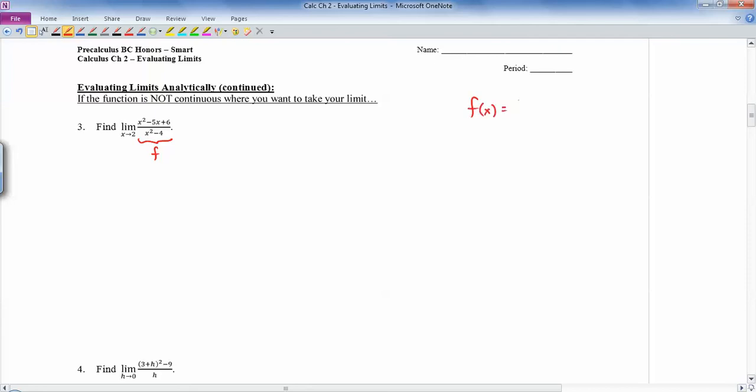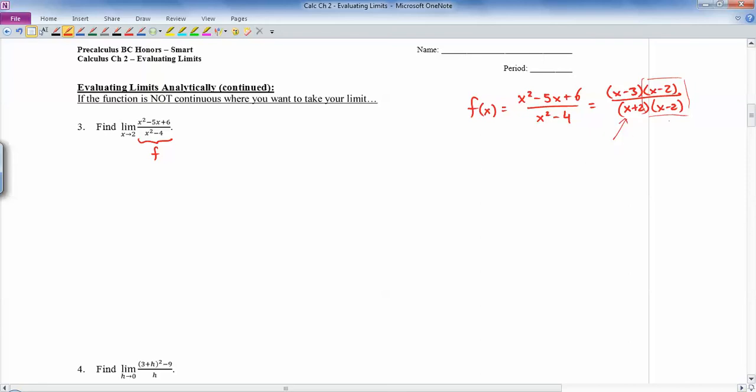F of x equals x squared minus 5x plus 6 all over x squared minus 4, which I can factor, so that becomes x minus 3, x minus 2 over x plus 2, x minus 2. Now you might remember that this means, since the x minus 2's are really just a form of 1 here, if I were to cancel them, I'd get this picture instead.